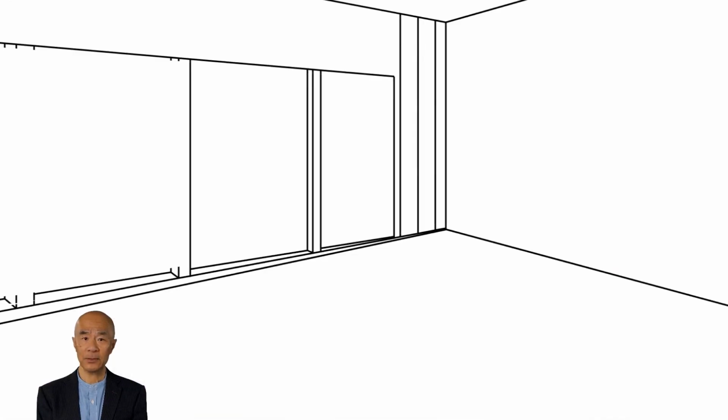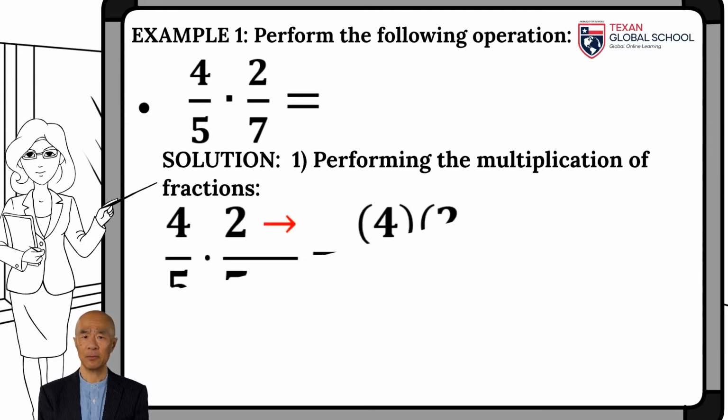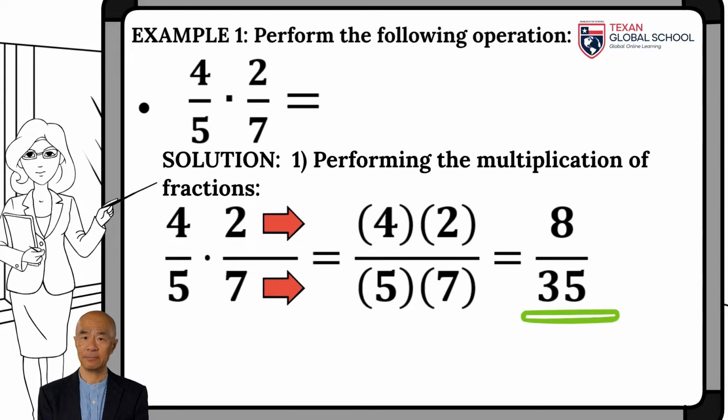Let's look at the first example. We will perform the operation of 4/5 by 2/7. We multiply numerators directly, that is, 4 times 2. And then we multiply denominators directly, 5 times 7. By performing the products results 8/35.